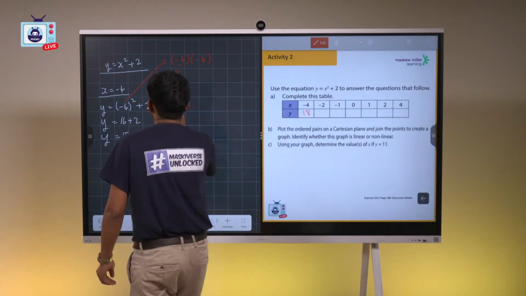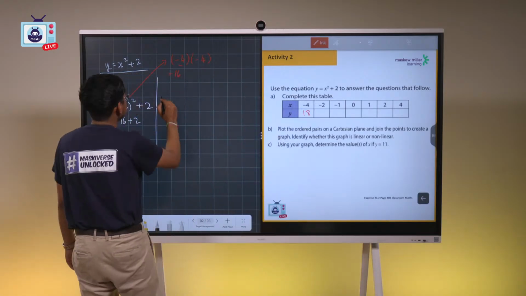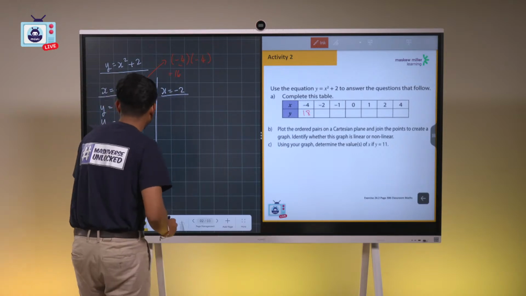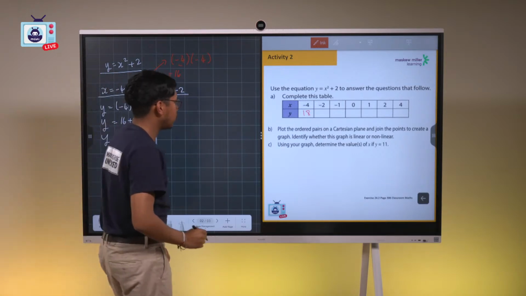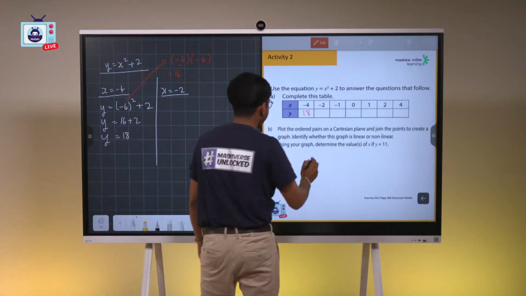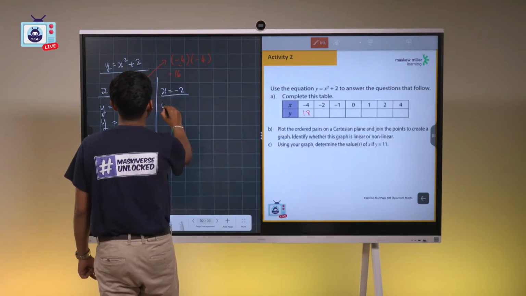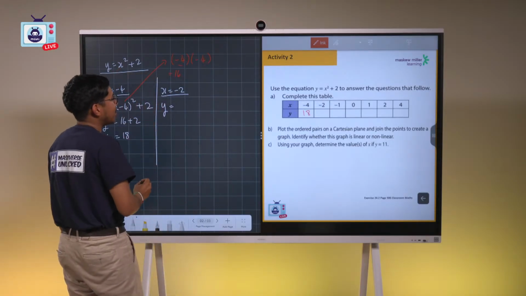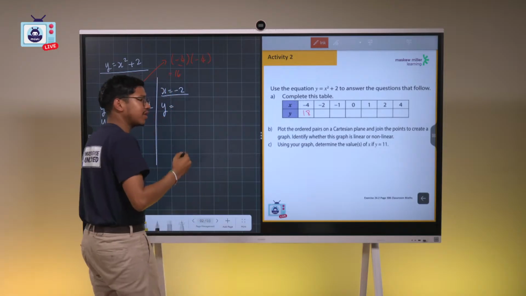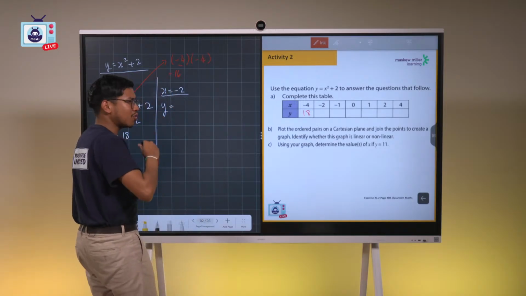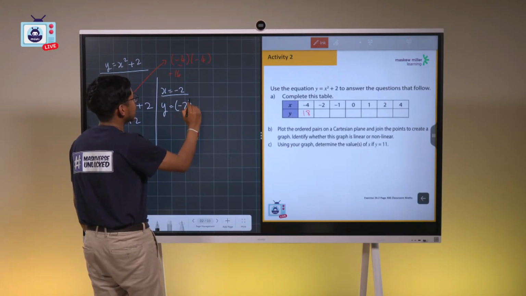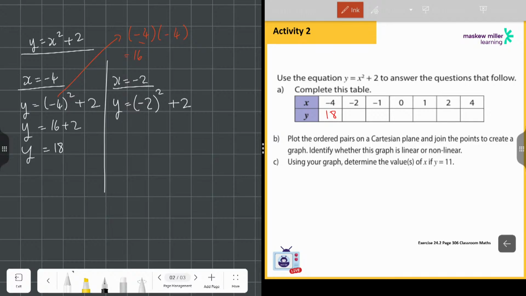All right? Now, next one, where x is -2. Right? So where x is -2, I'm going to substitute. So I'm going to say that y is equal to, in place of x, what do I now have? I have -2. I'm dealing with a negative. I'm dealing with a square. To avoid silly errors, I'm going to put it in brackets. There we go. So (-2) squared plus 2.